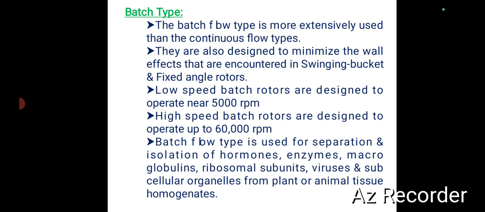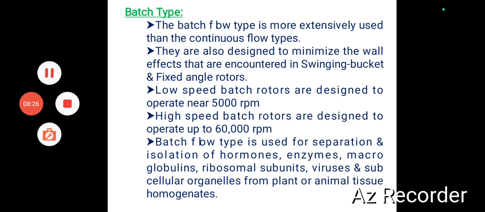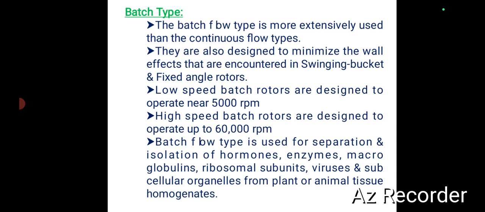Low speed batch rotors are designed to operate at nearly 5000 rpm. High speed batch rotors are designed to operate up to 60,000 rpm. Batch flow type is used for separation and isolation of hormones, enzymes, macroglobulins, ribosomal subunits, viruses, and subcellular organelles from either plant or animal tissue homogenates.